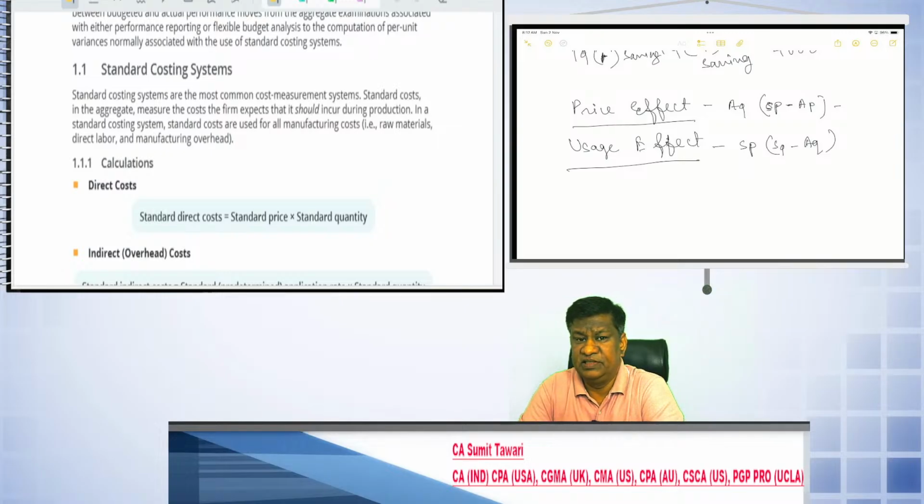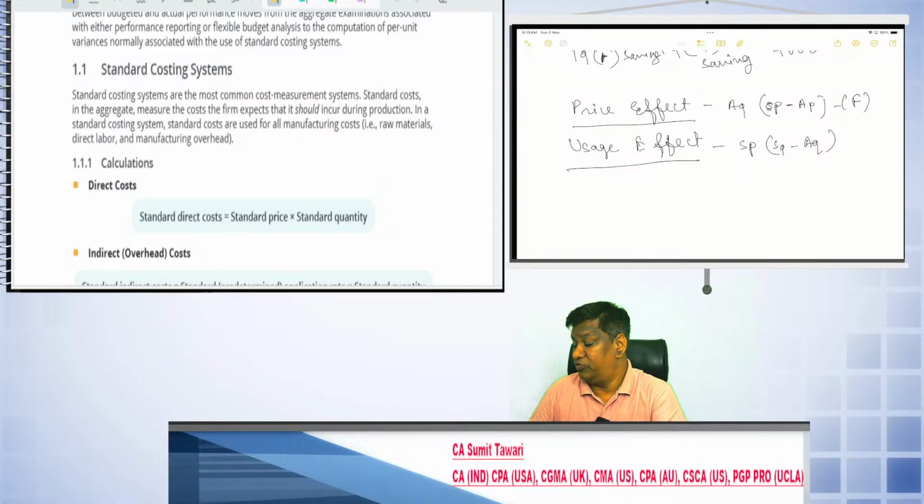Anyone can guess? My standard price is 20 and my actual price is 19. So is the situation favorable or unfavorable for me? Favorable. Yes. Because even though I projected a higher number, the actual number is less. So my overall cost is less, and this will give me a profit. So this is basically the favorable situation.